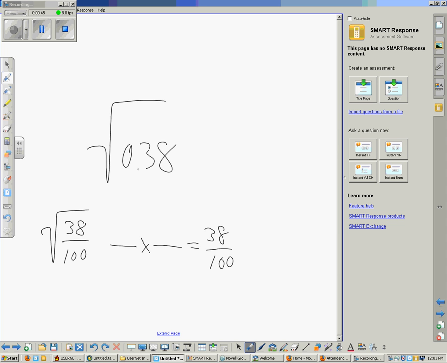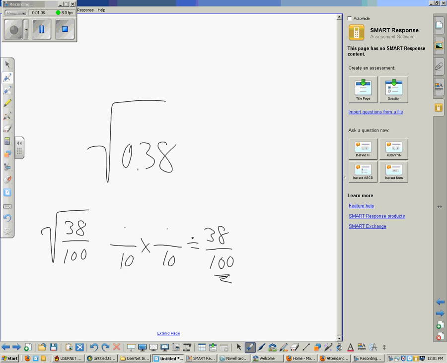Well, because the denominator is 100, we know that 10 times 10 gives us 100. So our denominator is going to be 10. And when we look at our numerator, we have to say, well, what number multiplied by itself gives us 38? What we're going to have to do is approximately estimate what that value will be. So it's not going to be exact, it's going to be an approximation.